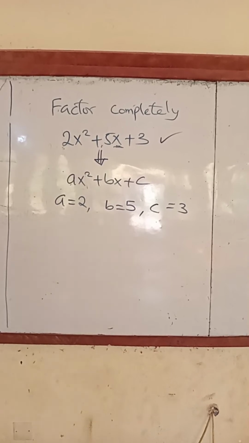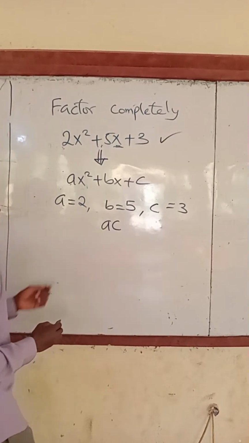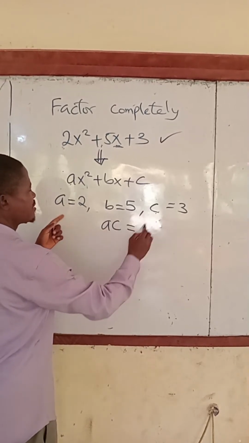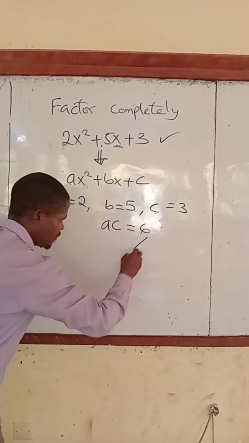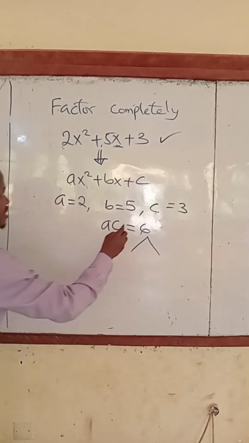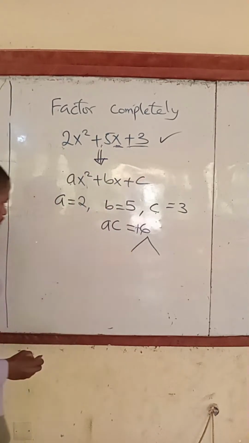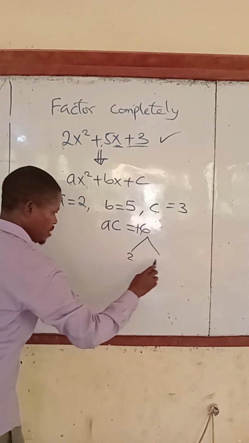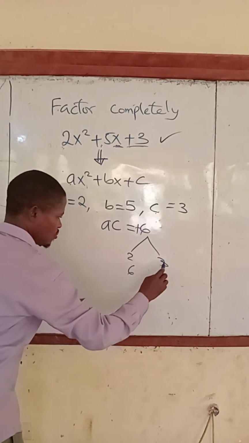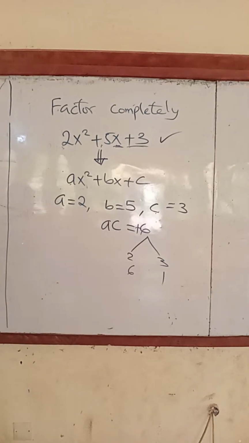Then the next thing you do is to find AC, a times c, which is 2 times 3. That's 6. Then we need to find the two factors of this 6. Don't forget this will be plus 6, 2 times plus 3. The two factors of 6 could be 2 and 3, or 6 and 1.